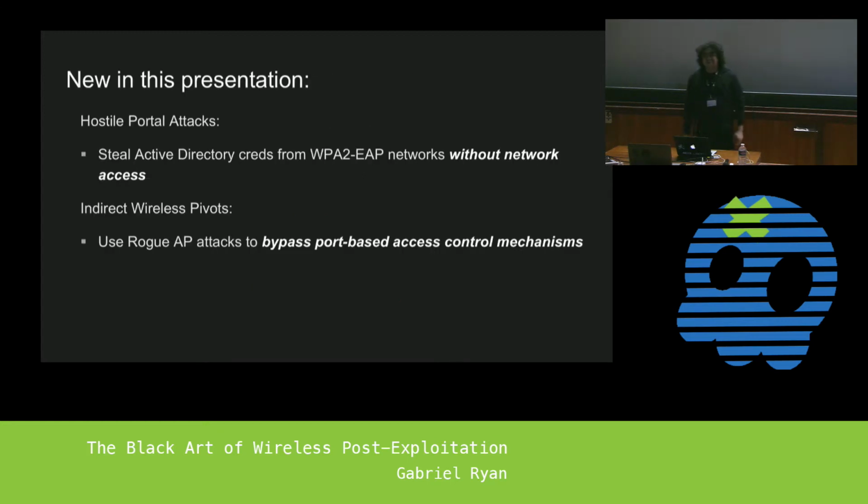So a couple new things in this presentation. We're gonna talk about hostile portal attacks, which is a means of stealing Active Directory credentials from WPA-EAP networks without direct network access. We're also going to talk about something else, indirect wireless pivots. It's a way of using rogue AP attacks to bypass port-based access controls on wireless networks.